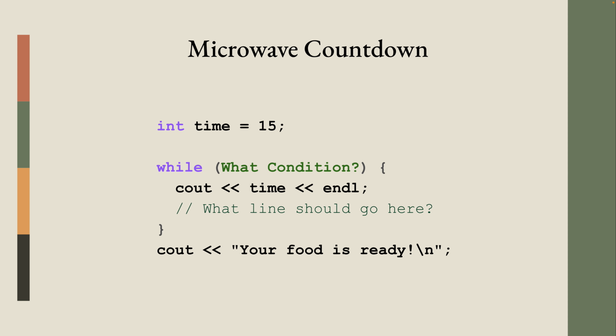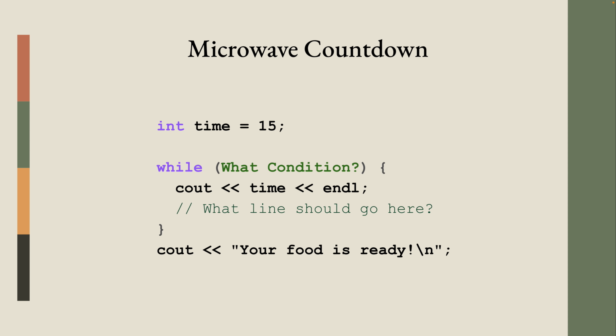So I'll give people some time to think about this one. So countdown. How would you try to count down? Okay, so for this one, let's actually start with what goes in the while loop, and then we'll come back to the condition. So to count down, instead of the other ones where we were adding 1 or adding 2, this time we'll do time is equal to time minus 1. That way we get 15, 14, 13, 12.